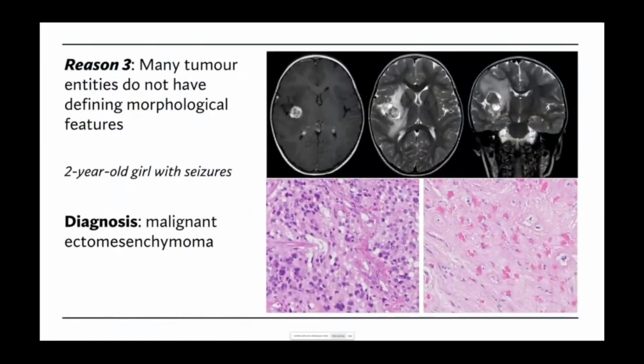And then we have an example here where we have a tumour entity that just simply doesn't have a clear defining morphological feature. And this is an example of something which pathologists classified as being something called a malignant ectomesenchymoma, based on all the available data that they had. But there was something new on the horizon that could be done at this point.